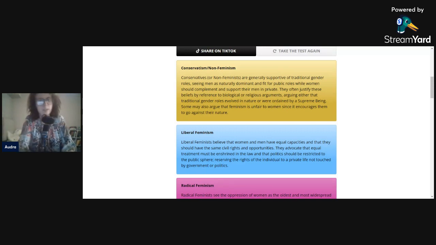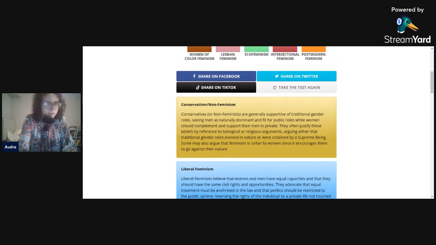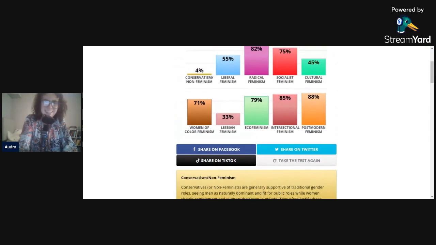Last one. Conservative, non-feminist. Conservative or non-feminists are generally supportive of traditional gender roles, seeing men as naturally dominant and fit for public roles, while women should complement and support their men in private. They often justify these beliefs by reference to biological or religious arguments, arguing either that traditional gender roles are inherent in nature or were ordained by supreme beings. Some may also argue feminism is unfair to women since it encourages them to go against their nature. And needless to say, I don't respect any of those beliefs.